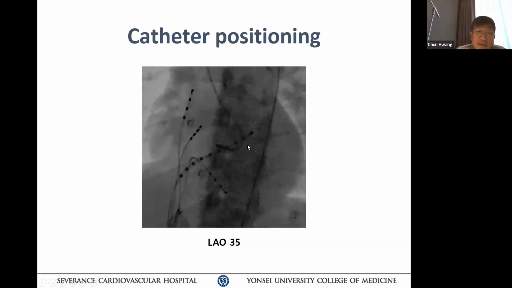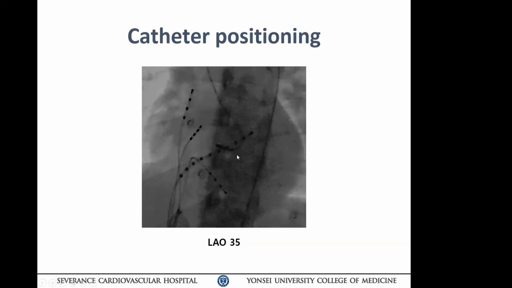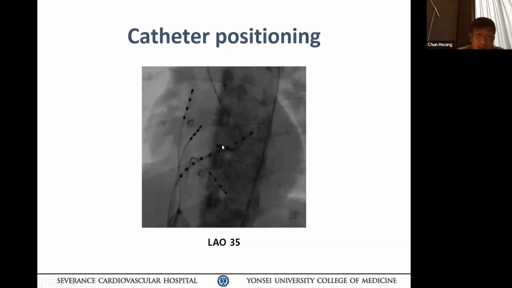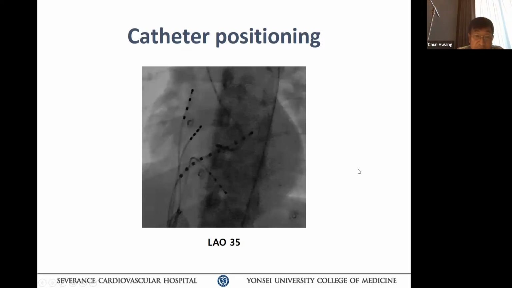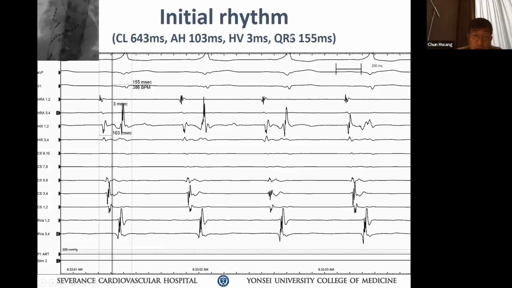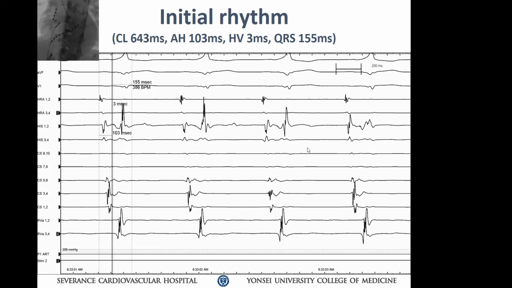I like a decapolar catheter better than duodeca, this one. Okay. So you got a RV, you got a His bundle, 네, 히스 번들과 아래 HRA, CS, and then ablation. Okay. And then ablation went transaortic, I assume. Right? 이니셜 리듬에서 transaortic 들어간 거 아니야, 이거?